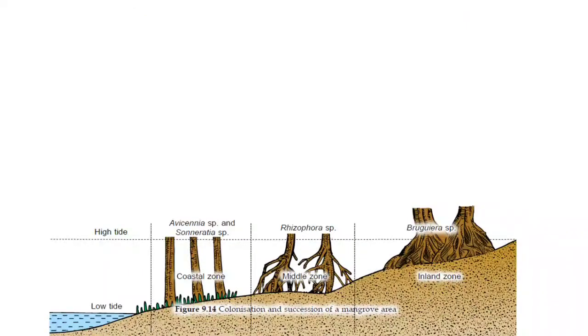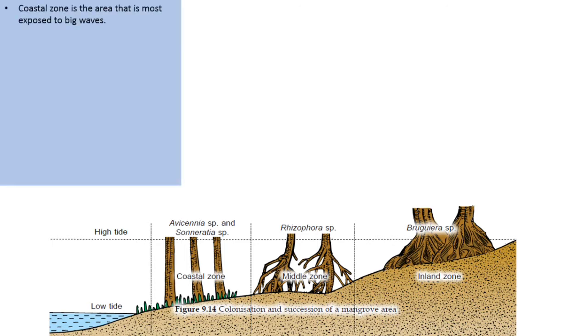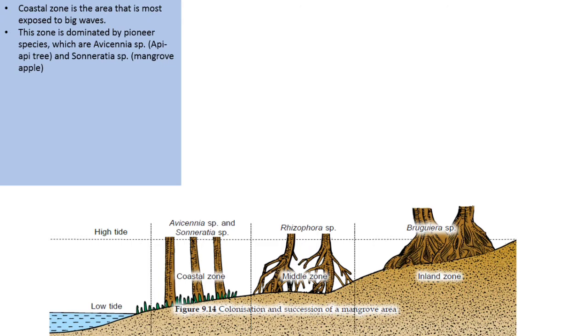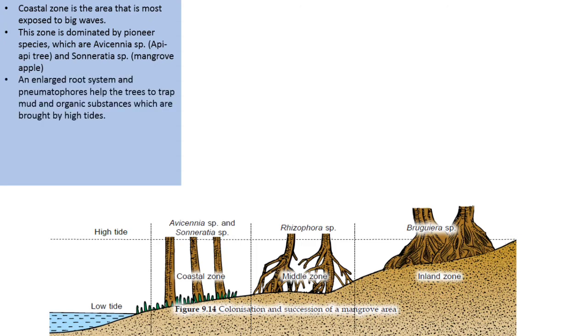So how the colonization and succession in mangrove area? Okay, first, coastal area is the area that is most exposed to the big wave. This zone is dominated by pioneer species which are Avicennia, api-api tree, and Sonneratia, mangrove apple ataupun pokok berembang, pokok api-api and pokok berembang. An enlarged root system and pneumatophore help the tree to trap mud and organic substances which are brought by high tides.